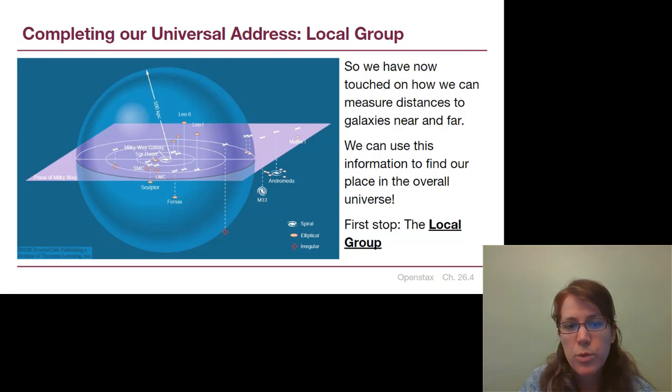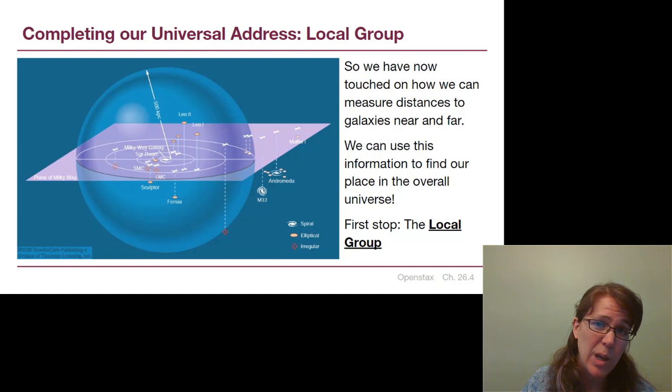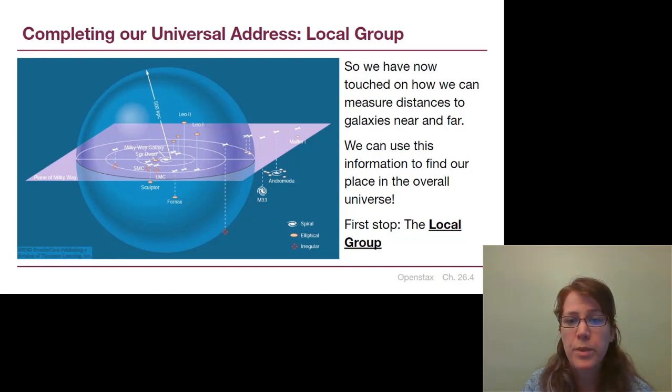All of these galaxies here, we don't have to memorize them, but we see SMC and LMC for the Small and Large Magellanic Cloud. We see Sagittarius Dwarf Galaxy, that's the one being eaten that we talked about in chapter 25. And then Andromeda is the only other major size galaxy in our local group, and it's on a collision course with us.